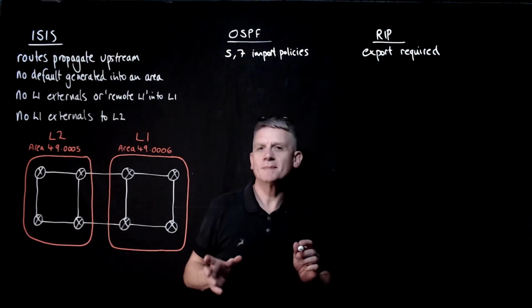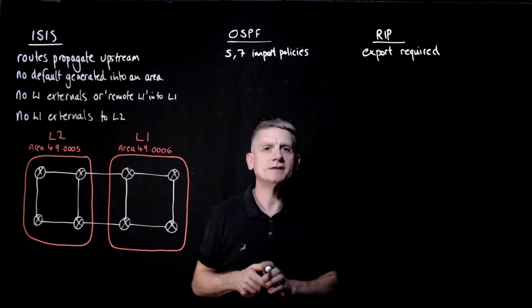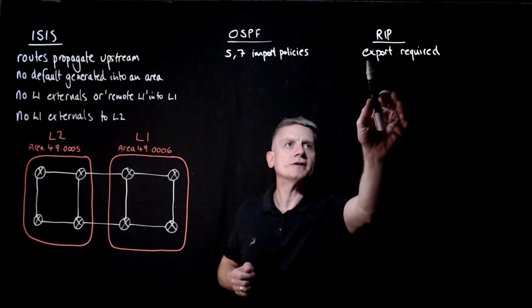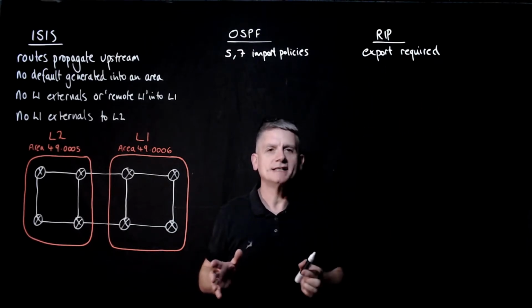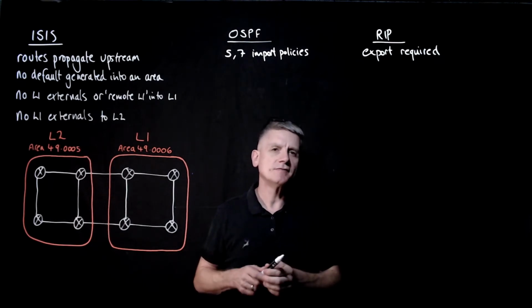Okay, so this screen is about any unusual requirements with redistribution with respect to the routing protocols. So let's start with RIP. Well, the first really unusual thing with RIP is that it won't send any routes at all without an export policy, and this is different to the other protocols. The reason for this is really quite clear.